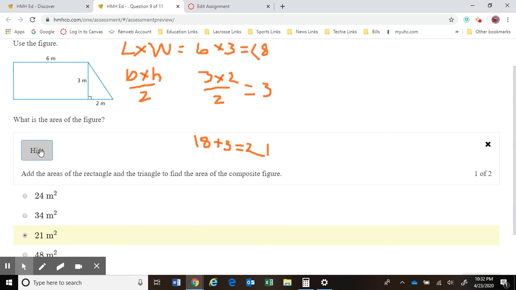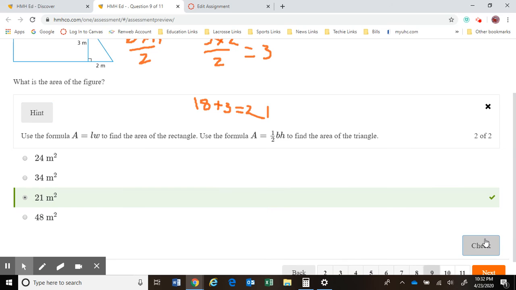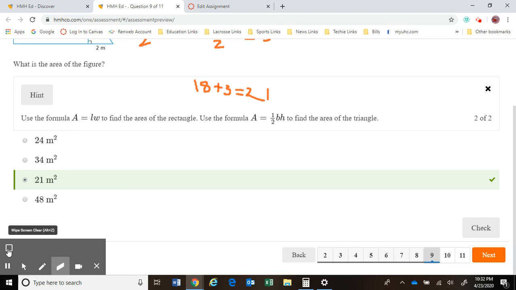Go through the hints, add the areas together, and use the formulas. There's length times width. There's 1/2 base times height, or base times height divided by 2. Check it. We're good. Let's clear this out. Moving on.